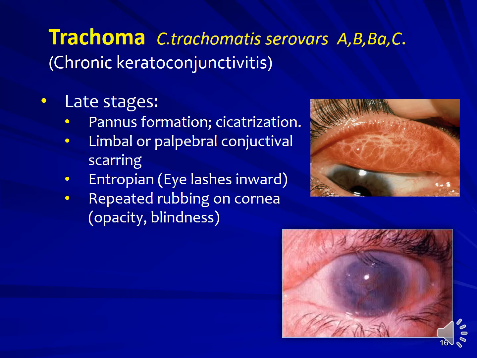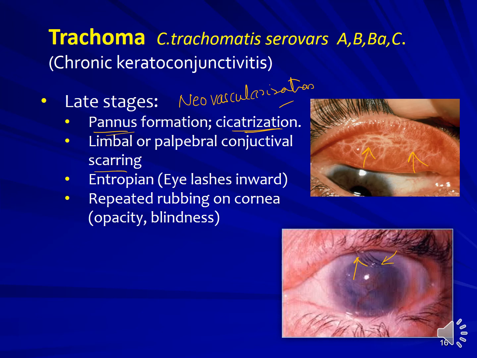In later stages, because of neovascularization, that is pannus formation, it gets organized on the conjunctiva and leads to cicatrization, otherwise called hardening of the conjunctiva. Later the limbal or palpebral conjunctival scarring may occur. Here you can see the scarring of the palpebral conjunctiva, and entropion is also possible, that is, the eyelashes turn inward. Here you can see the inward turning of the eyelashes.